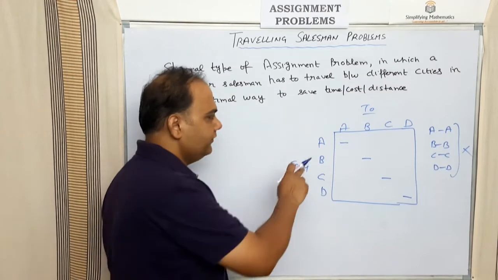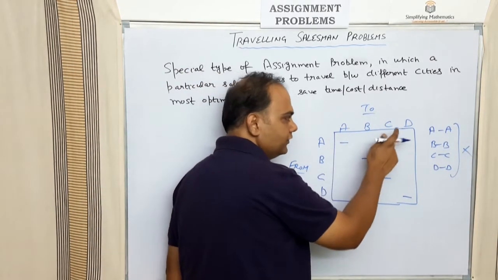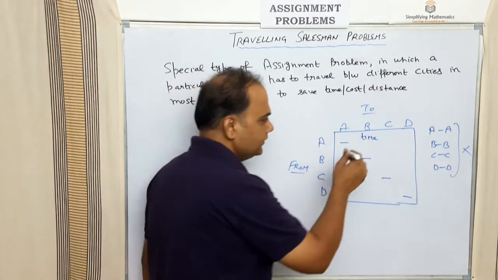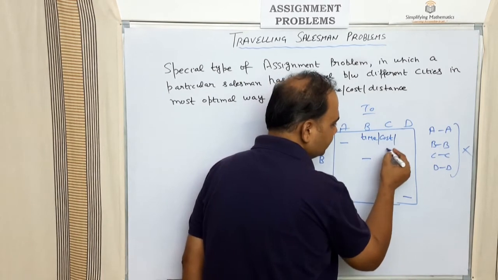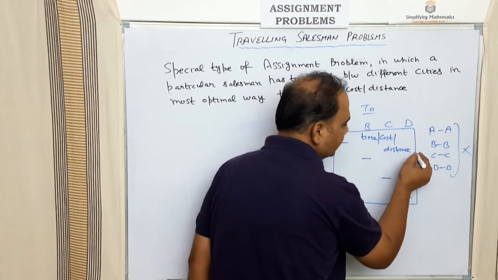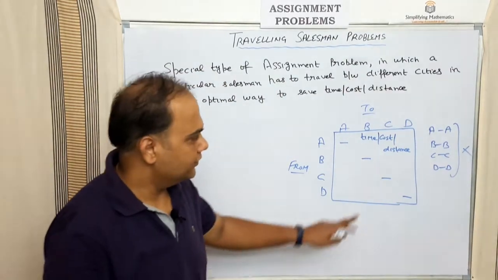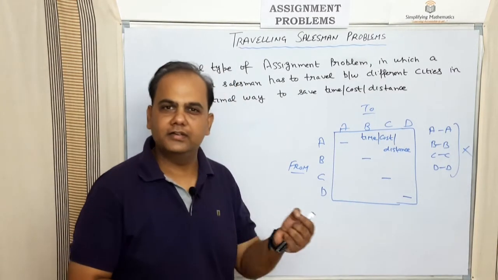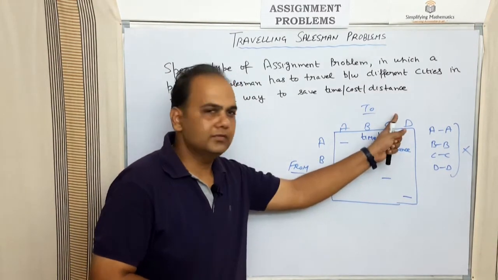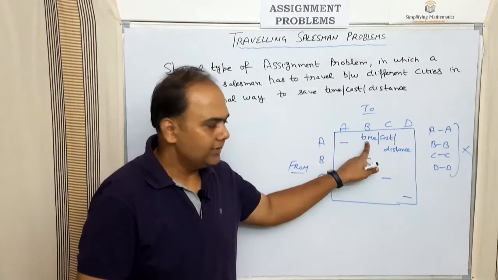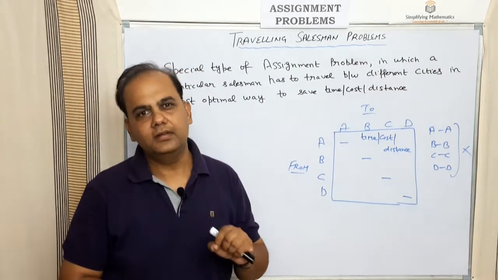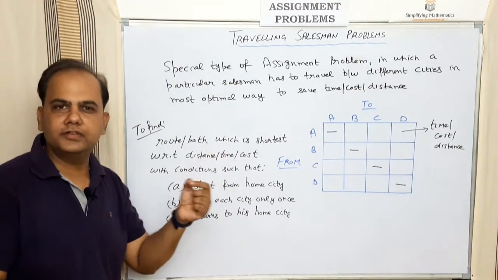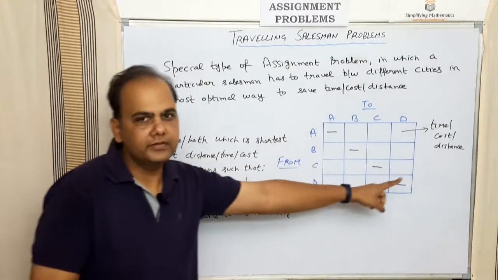What else is given? If the salesman travels from these cities to any of these cities, the time taken to travel between the two cities is given. The cost may also be given, or the distance between the different cities. So this is given to you. What you have to find is the most optimal path a salesman should travel between all these cities so that the total time, the total cost, or the total distance is minimized. So in the traveling salesman problem, you have to find the route or path which is shortest with respect to distance, cost, or time.